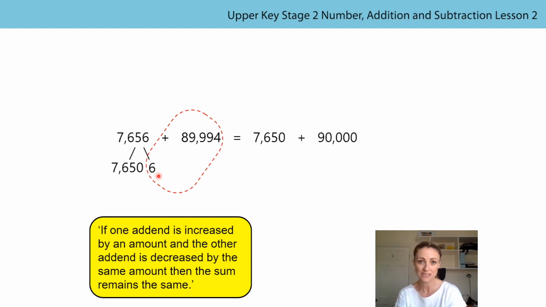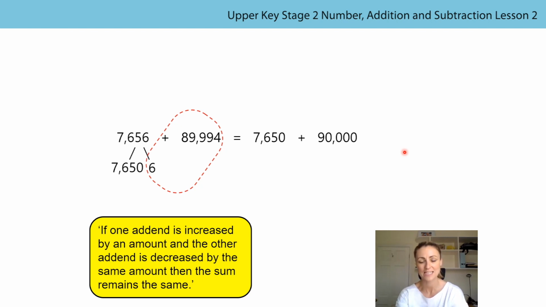So my equivalent calculation, my redistributed calculation, is now 7,650 add 90,000. And again, where's my 90,000 in this calculation? It's here. It's made up of 89,994 and the 6 that I got from the first addend that I've redistributed and put here. And then we can see that 7,650, I've subtracted that 6. Okay, so that's much easier now to calculate with.